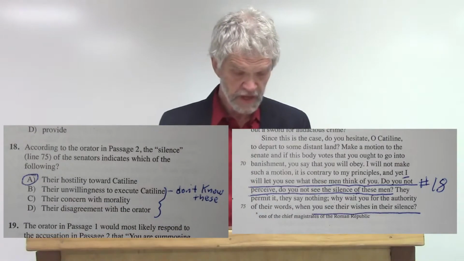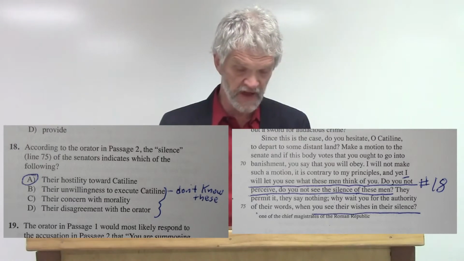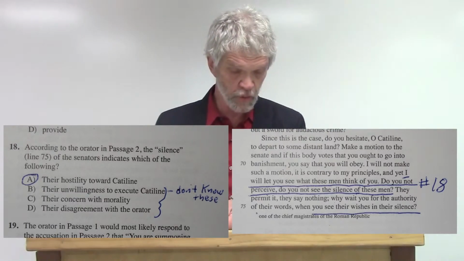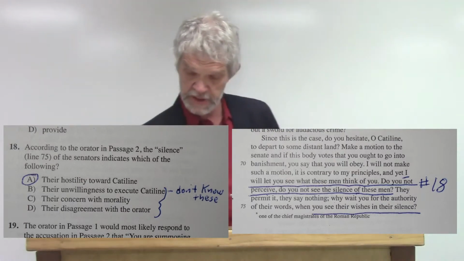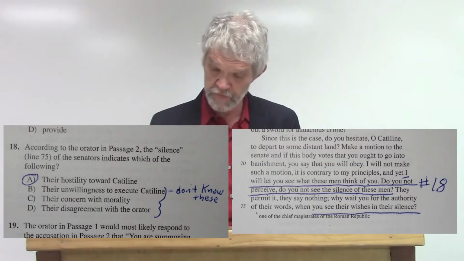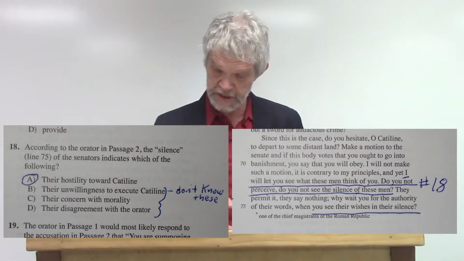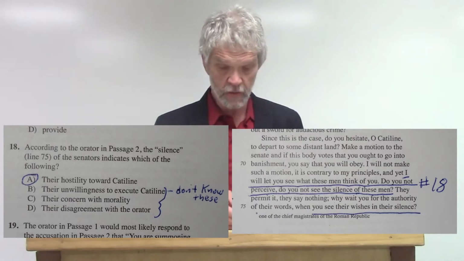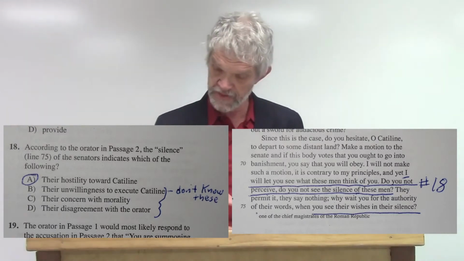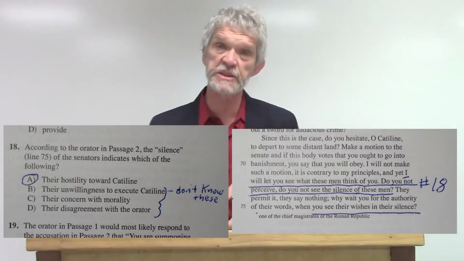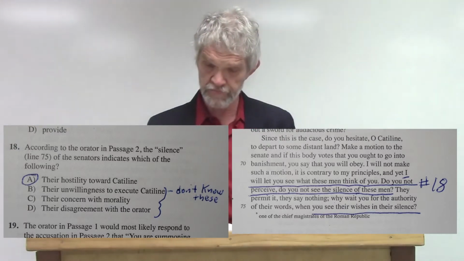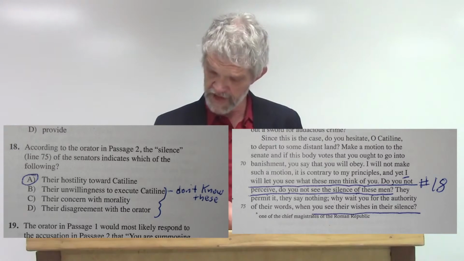For question number 18, according to the orator in passage 2, the silence in line 75 of the senators indicates which of the following? And your best answer is A. For B, C, and D, we just don't see any of these. We don't have any reason to think that those are the cases. Their silence is discussed in terms of their not acceptance of him. That's part of the reason.